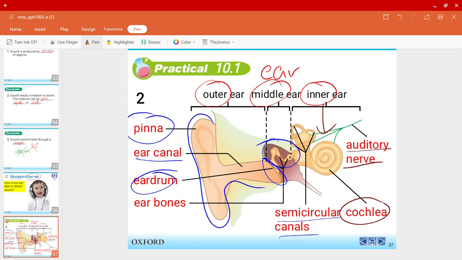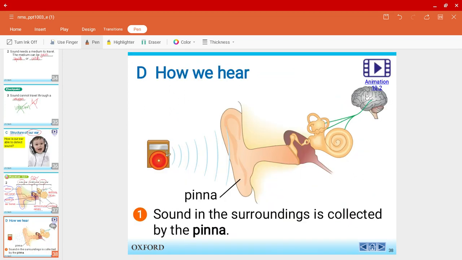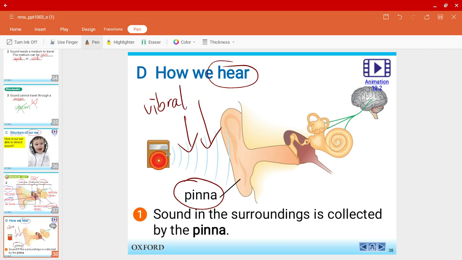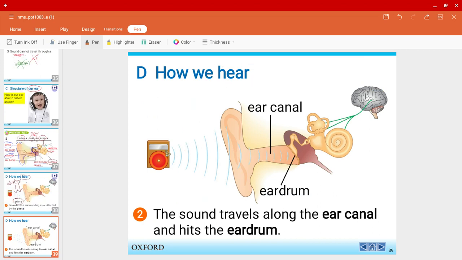So let's see in detail, what are the functions of these structures? First off, how do we hear? How do we hear? Not ear. How do we hear? Okay, this is a tongue twister. Sound in the surroundings is collected by the pinna over here. Remember, this indicates that there are vibrations. So sound in the surroundings is collected by the pinna.